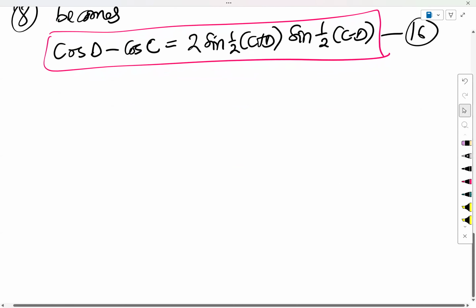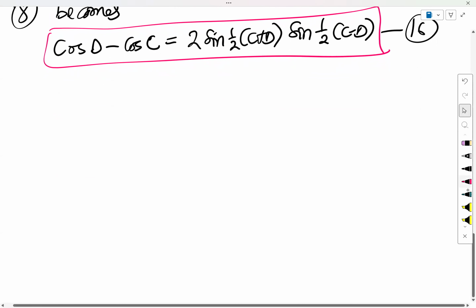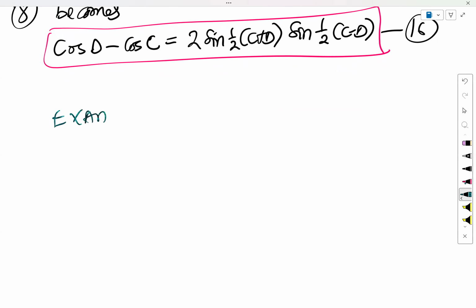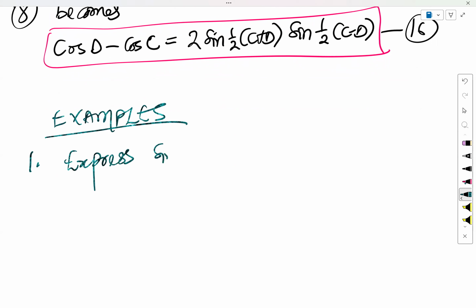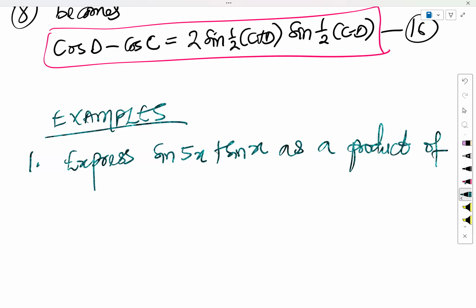Now talking about examples. The first one is this. We want to express sine 5x plus sine x as a product of trigonometric ratios. So how do we do that?